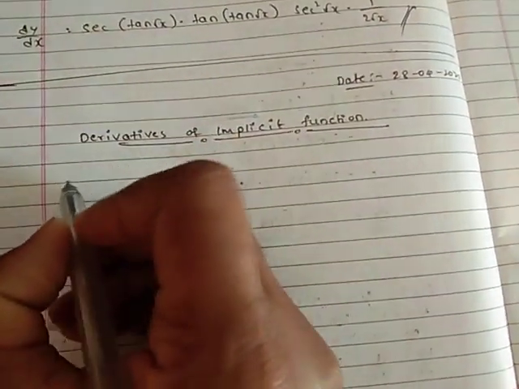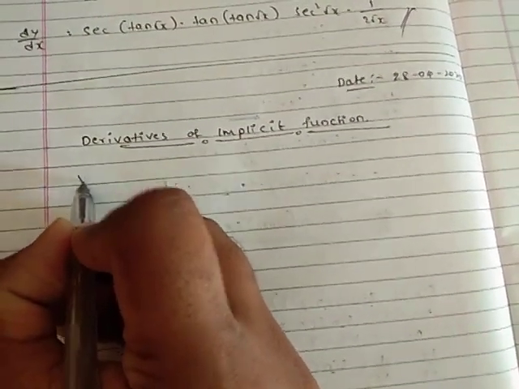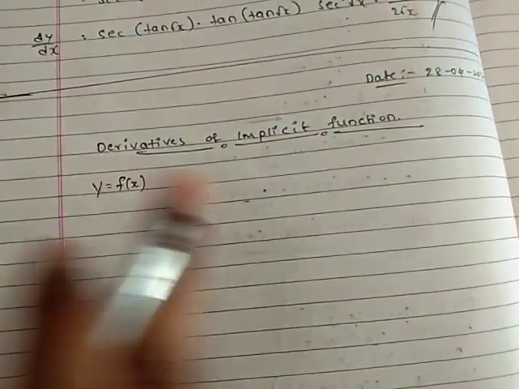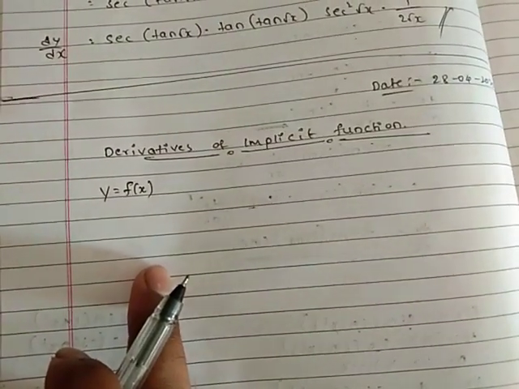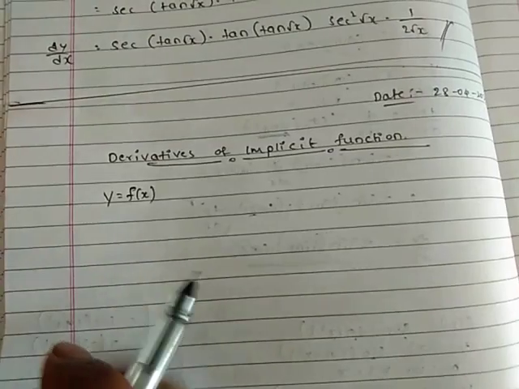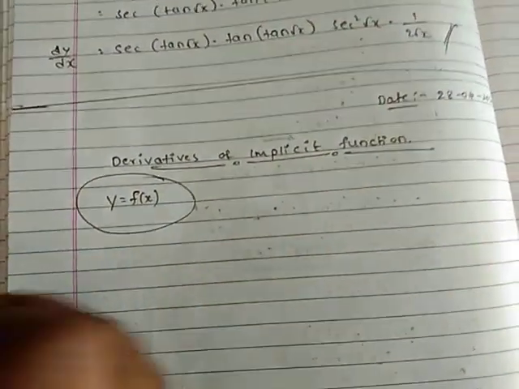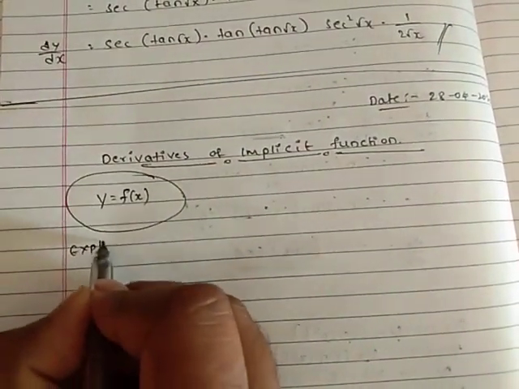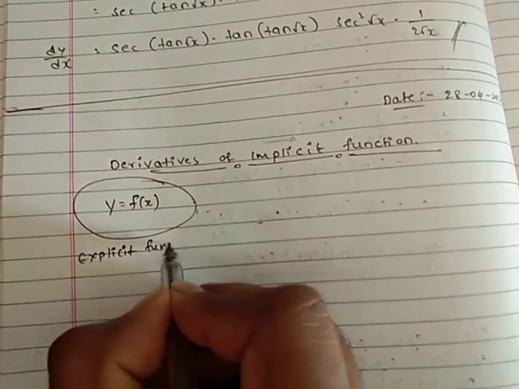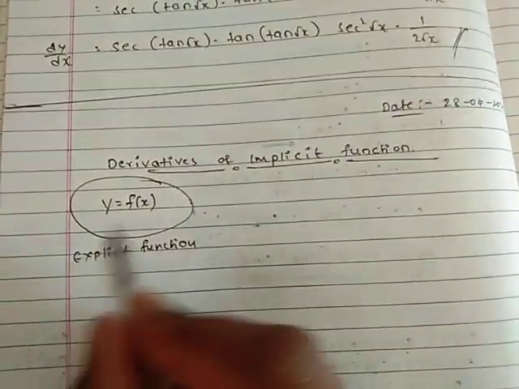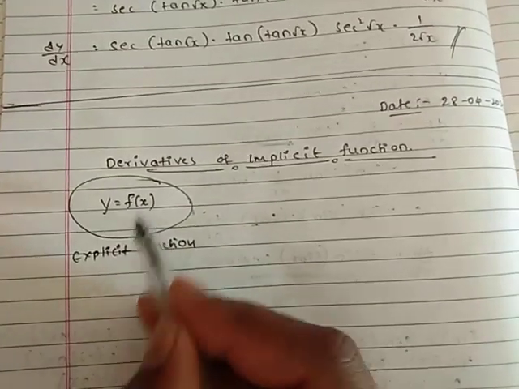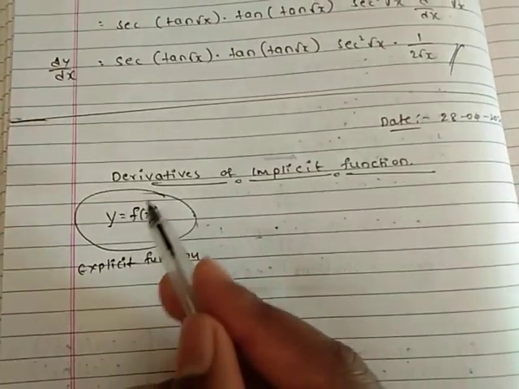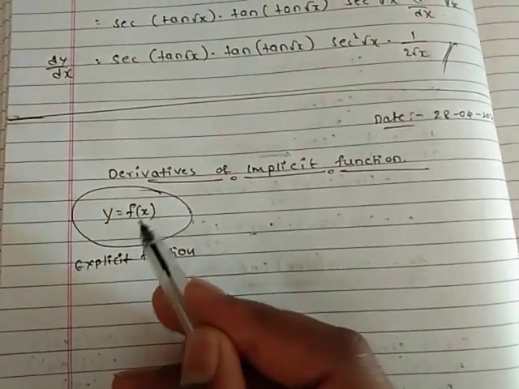In the previous classes we have discussed, suppose y is equal to f of x. In this type of function we can differentiate in the easiest way. These types of functions are called explicit functions, meaning the relation between y and x is in the form of a function. So those types of relations are called explicit functions.